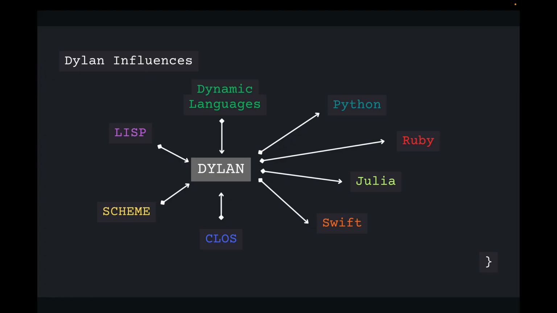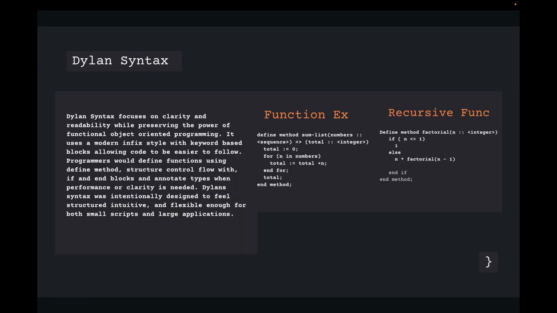On the right side, you can see how Dylan influenced later languages. Python and Ruby shared Dylan's focus on clean, readable syntax and multi paradigm flexibility. Julia takes Dylan's concept of multiple dispatch and uses it as a centerpiece of its entire design. And modern languages like Swift continue the idea of supporting functional and object oriented styles in one language.